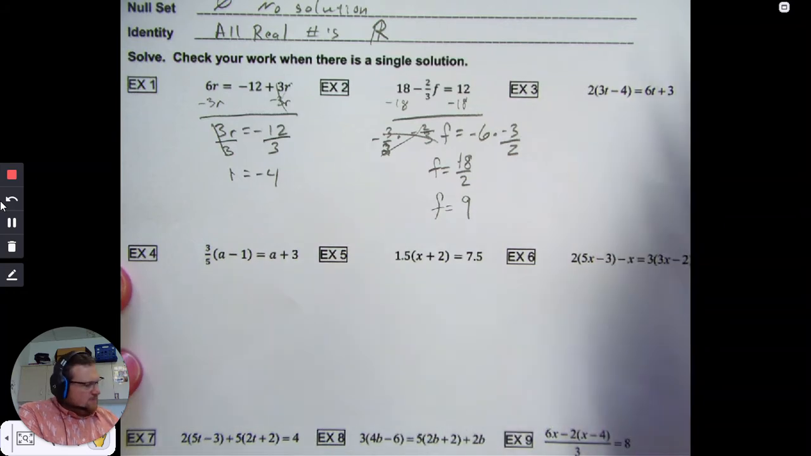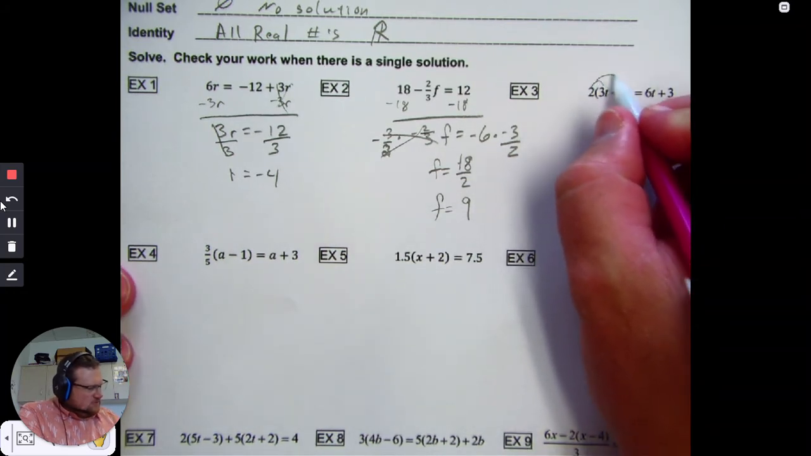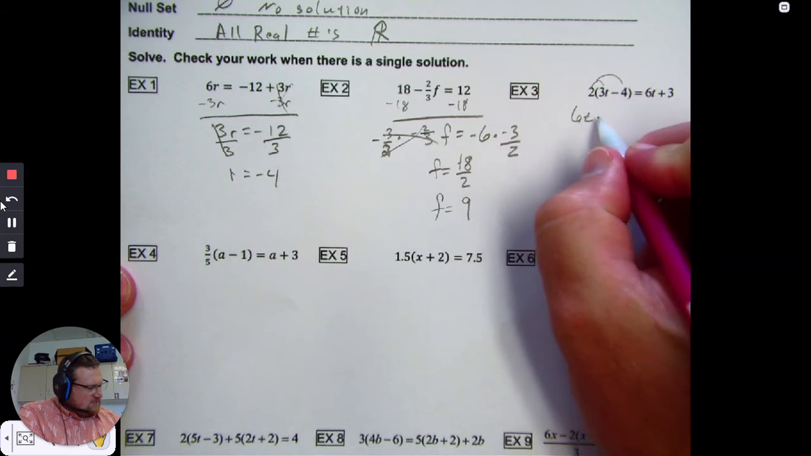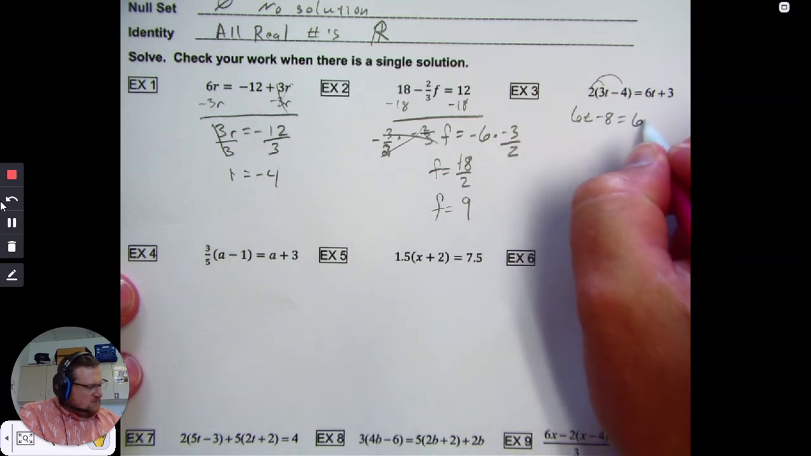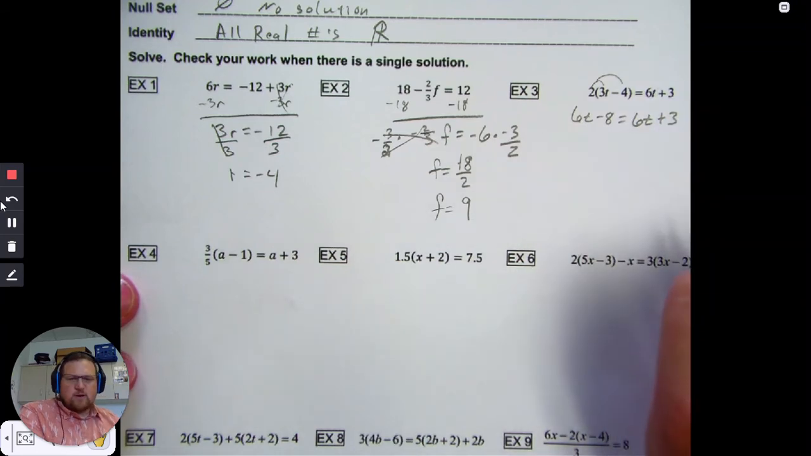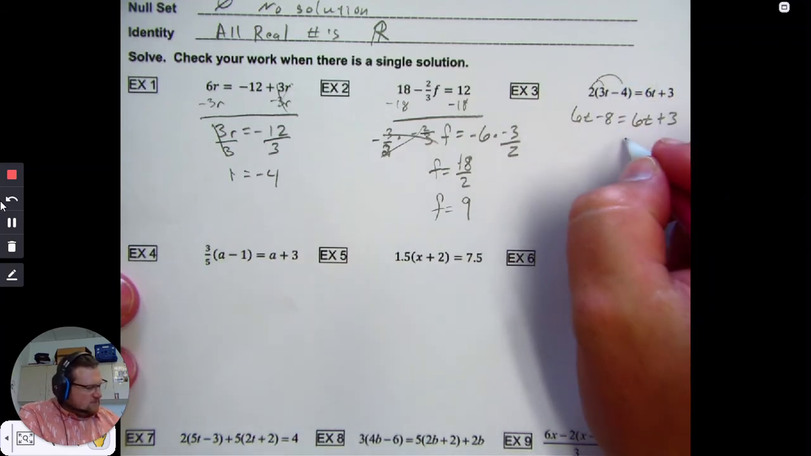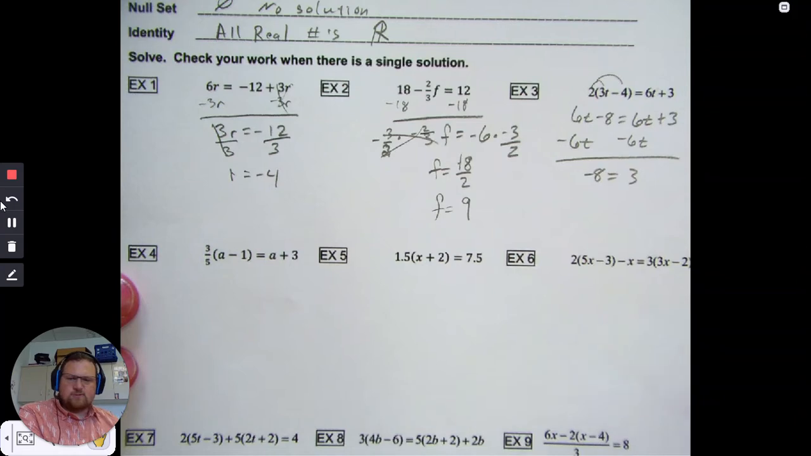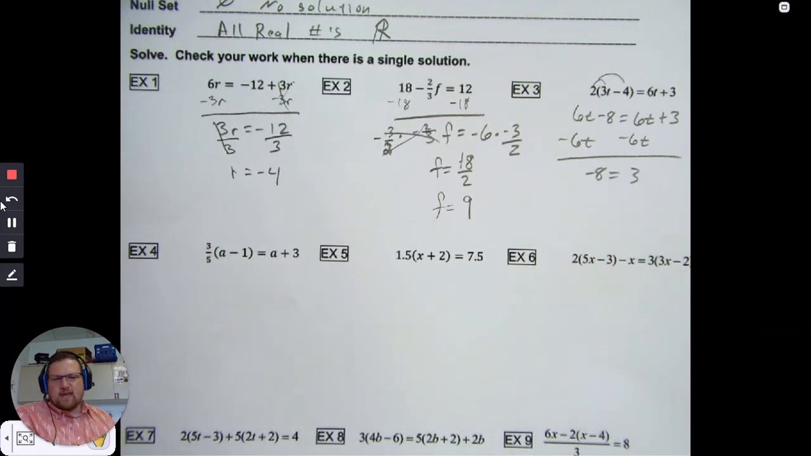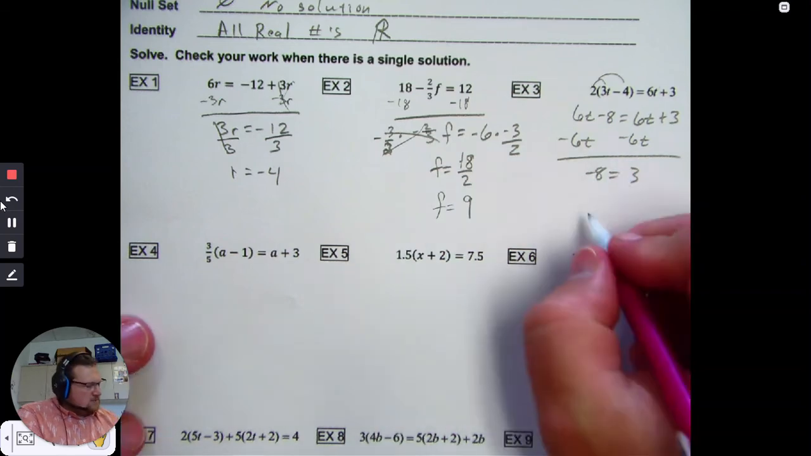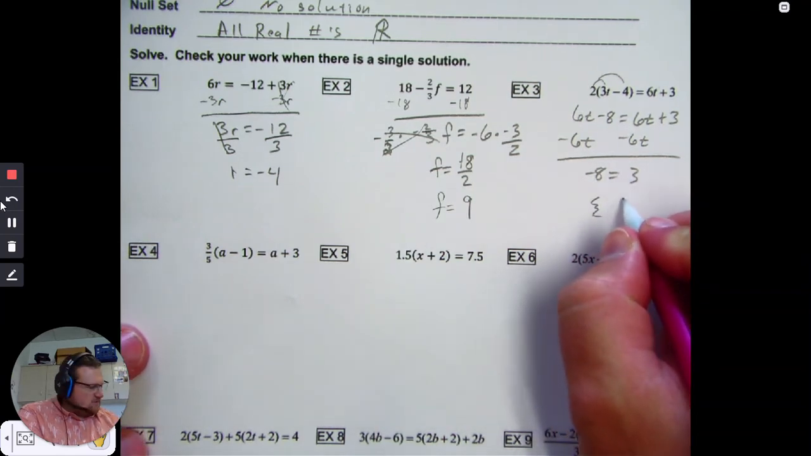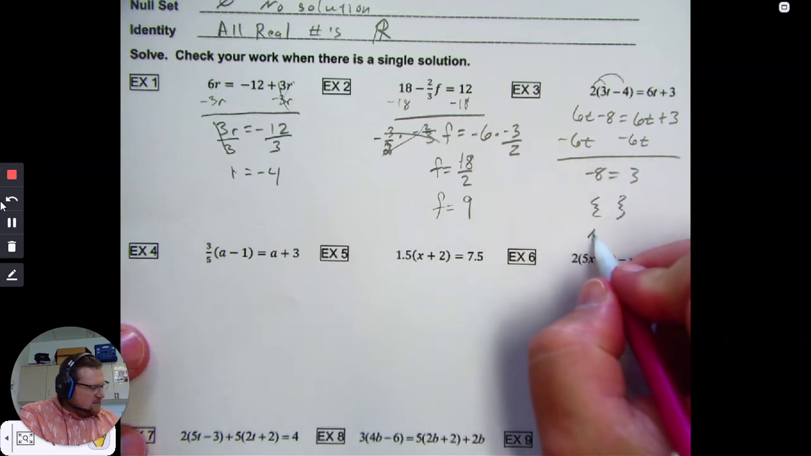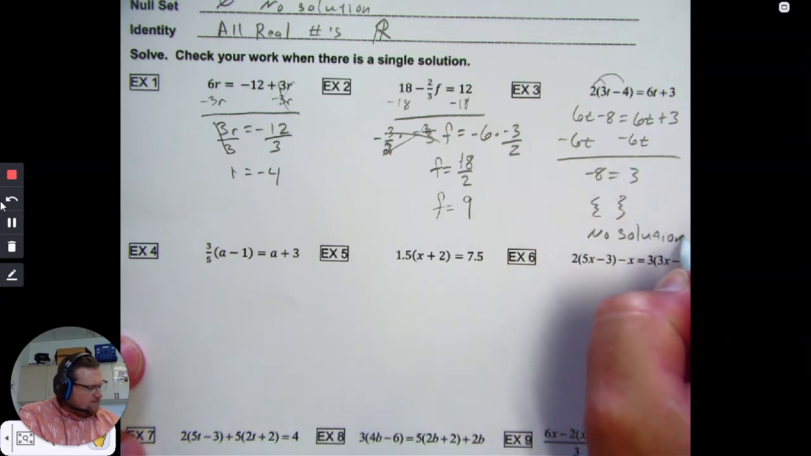Our last problem here in this row, we distribute this 2 first. That gives me 6t minus 8 equals 6t plus 3. We always want to get our variables on the same side, so if we subtract 6t from both sides, we end up with negative 8 equals 3. Well, what the heck? When will negative 8 ever equal 3? Hopefully you can all come to the conclusion that negative 8 will never equal 3. So this is no solution. This is an empty set or a null set. There is no solution.